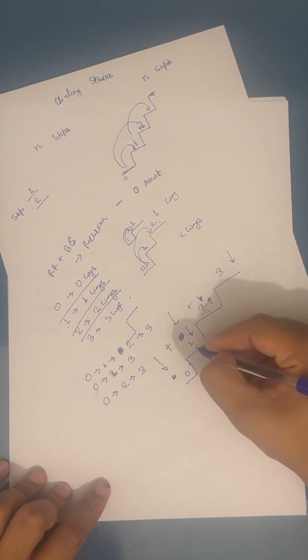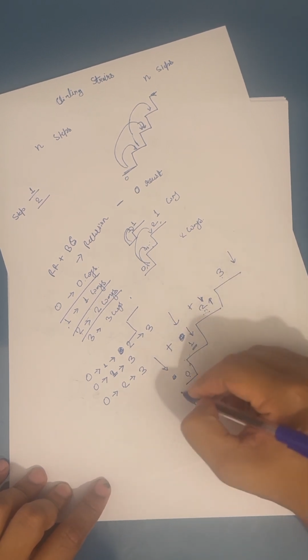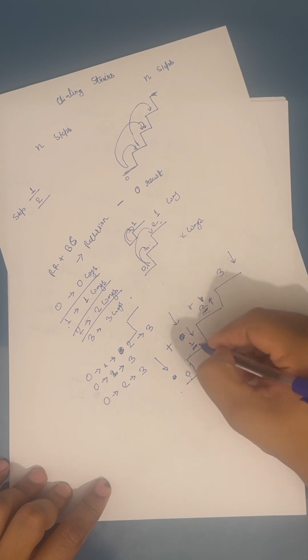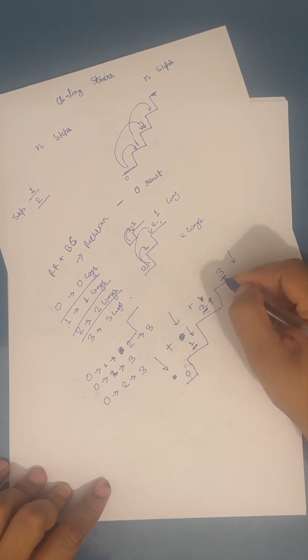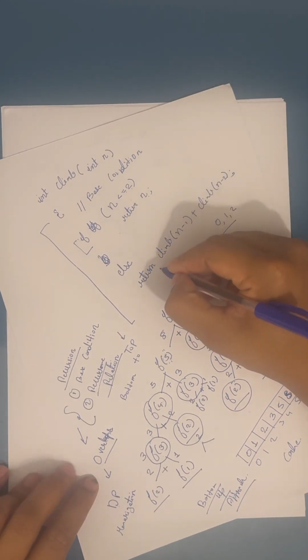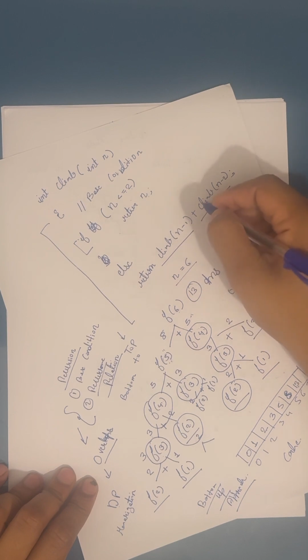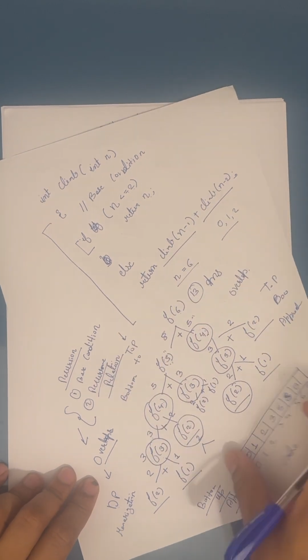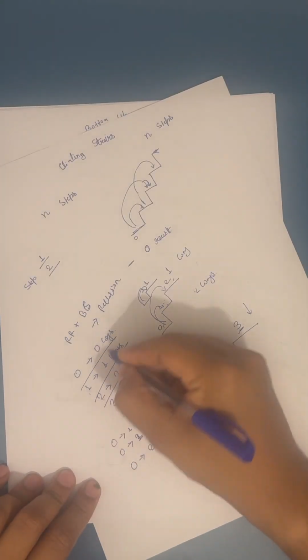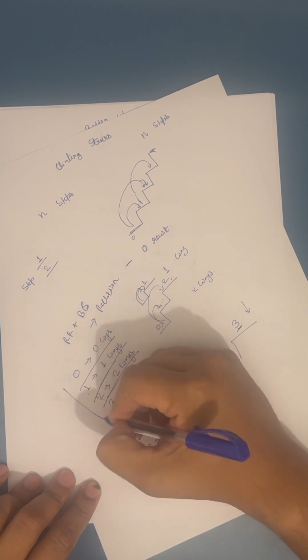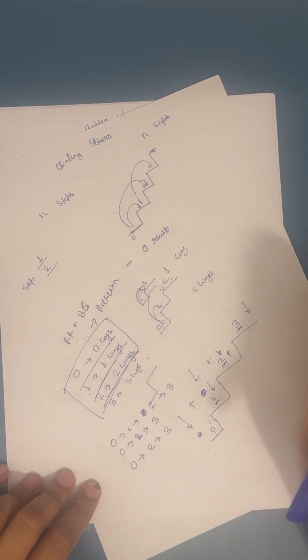You're seeing that the result of this is the sum of the last two. The result of this is the sum of the last two. The result of this is the sum of the last two. We have generated a recurrence relation here, the sum of the last two, and we generated the base condition here. These are the base conditions. So with the help of these two, we'll write the bottom-up approach.